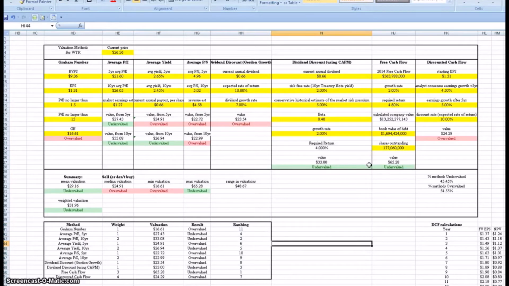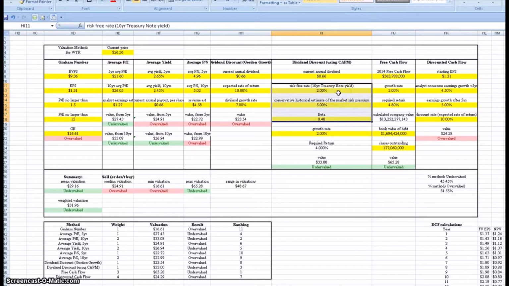So the first method that I added is this dividend discount. It's like this dividend discount, but I obtained the required return differently. I use the capital asset pricing model, or CAPM. So the way that works is you still start out with an annual dividend. You need to know, this part right here is the capital asset pricing model.